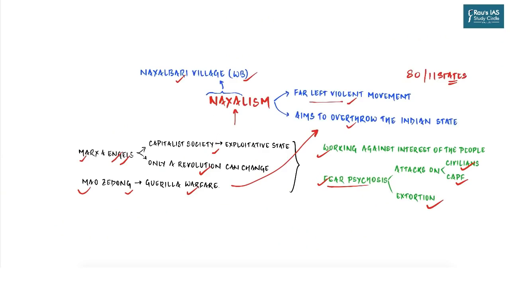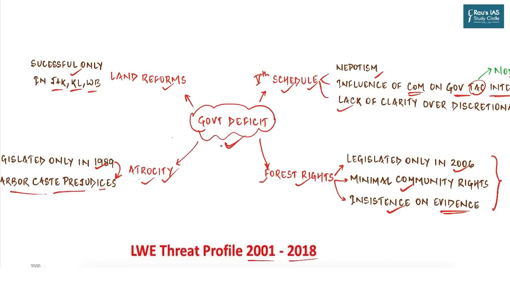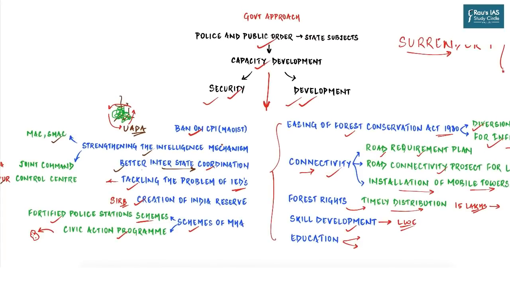So this discussion is very pertinent from the perspective of the GS3 mains examination. In this discussion we understood the idea behind Naxalism, how it originated, what were the deficits in our legal framework which actually gave rise to Naxalism, and then finally what has been the government approach to counter left-wing extremism.